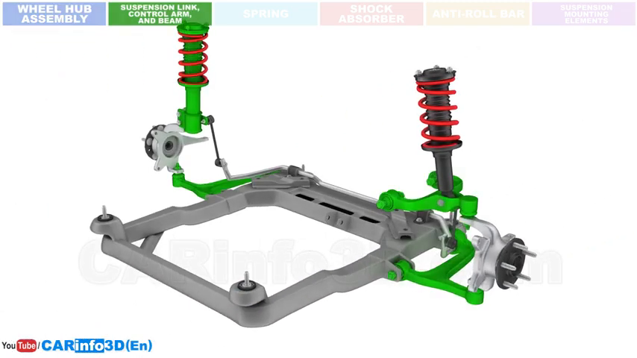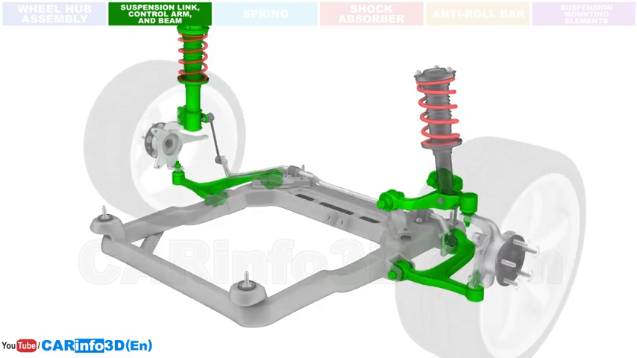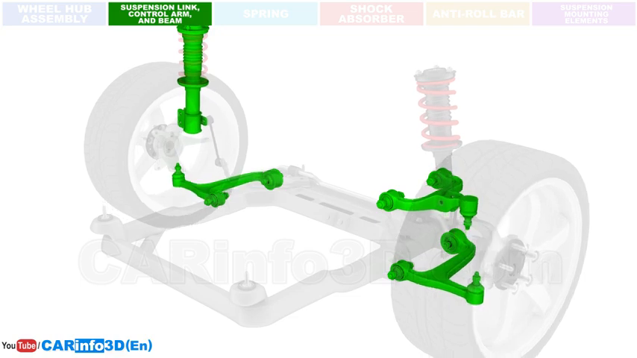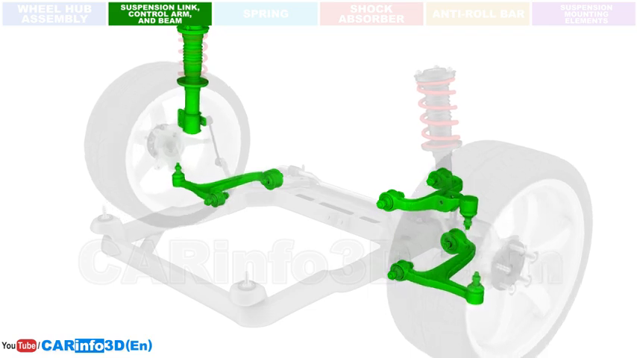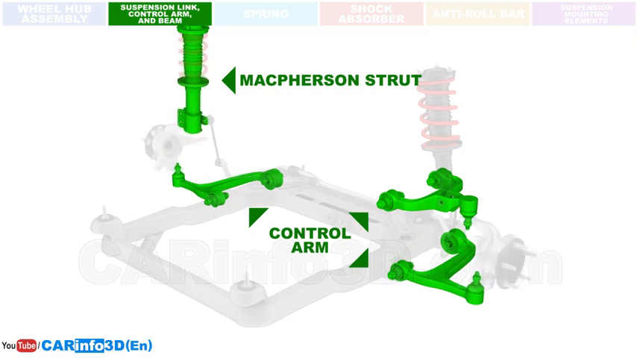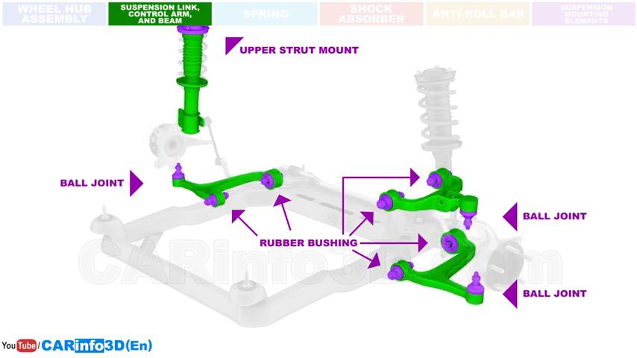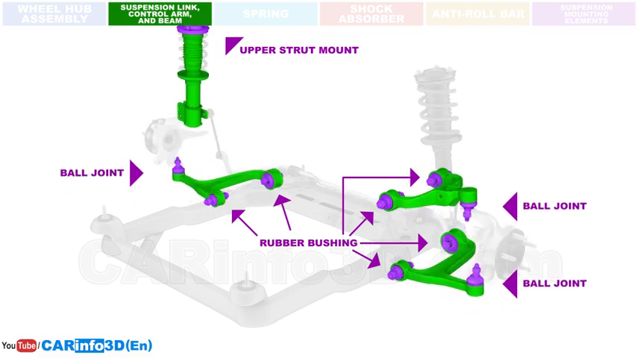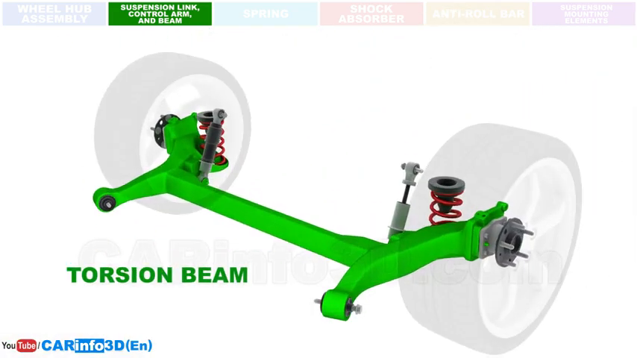Moving on. The appropriate movement of the wheels in relation to the body is ensured by a variety of suspension links, arms, and beams. They also transmit lateral and longitudinal forces that are applied to the wheels. In this case, such parts include the arms and the strut of the McPherson system. To ensure a flexible connection, the arms are outfitted with rubber bushings and ball joints, which we'll discuss later, while the strut uses an upper strut mount with a bearing.